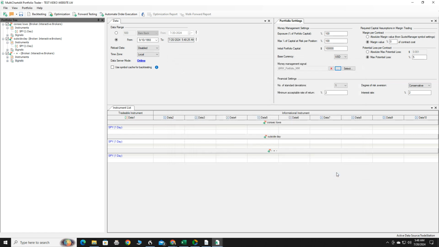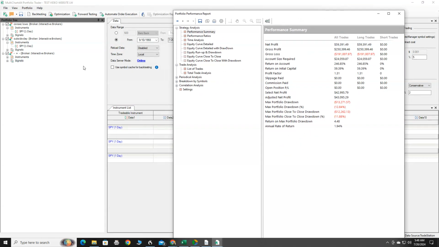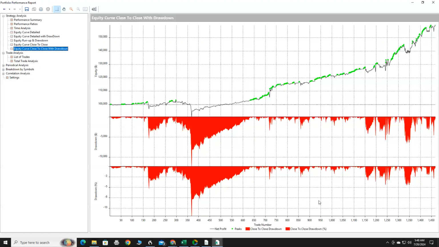Let's see how that played out. We're going to bring down our performance report. 59,000. That's the performance report using this strategy.